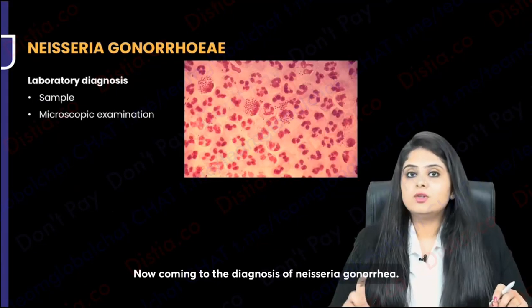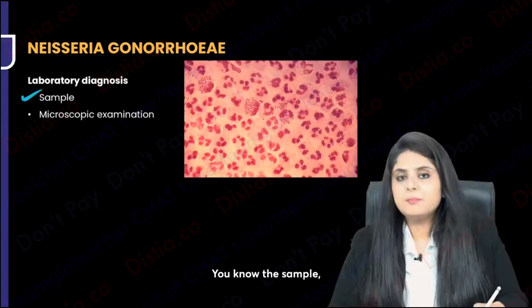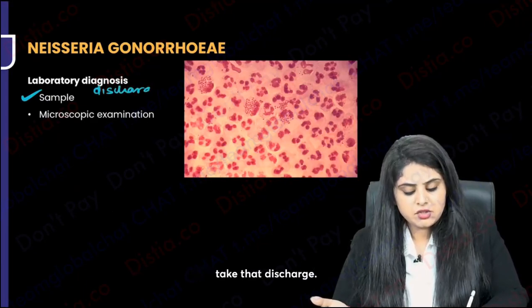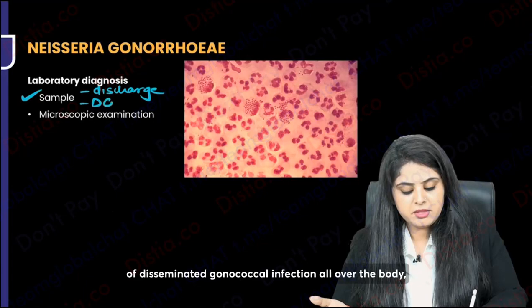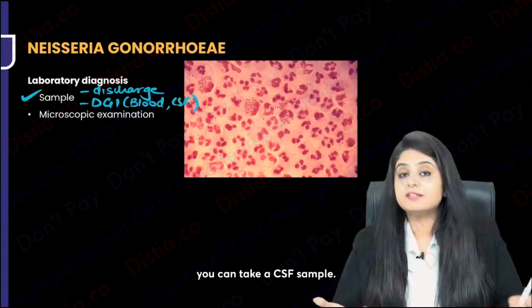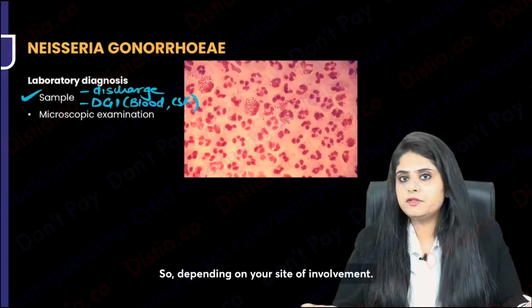Now coming to the diagnosis of Neisseria gonorrhoeae. You know the sample. Depending on what your situation is, if you have a genital discharge, take that discharge. If you have some involvement of disseminated gonococcal infection all over the body, you can take a blood sample. If there is brain involvement, you can take a CSF sample. So depending on your site of involvement.